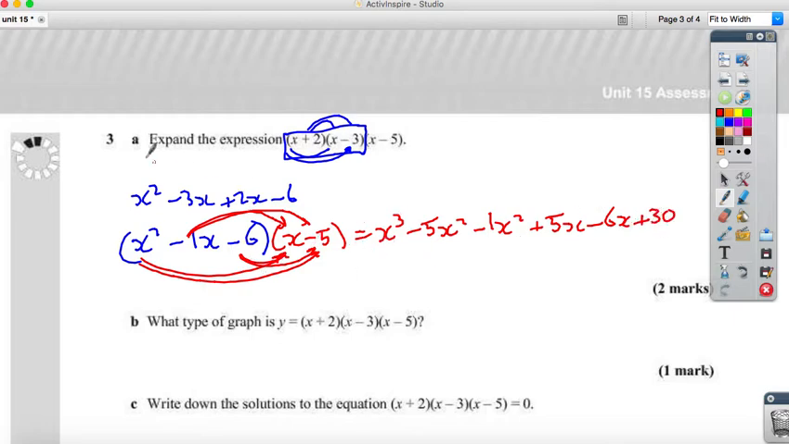Finally, it doesn't actually say the word simplify, but they are expecting you to simplify. The x squared terms and the x terms will group together. So your final answer is x cubed. If you've got minus 5x squared and you take away another one, it goes down to minus 6x squared. Plus 5x, and then you take away 6, it goes below 0, so it's minus 1x. I'm just going to write the silent one this time and just leave it as x, and then plus 30.